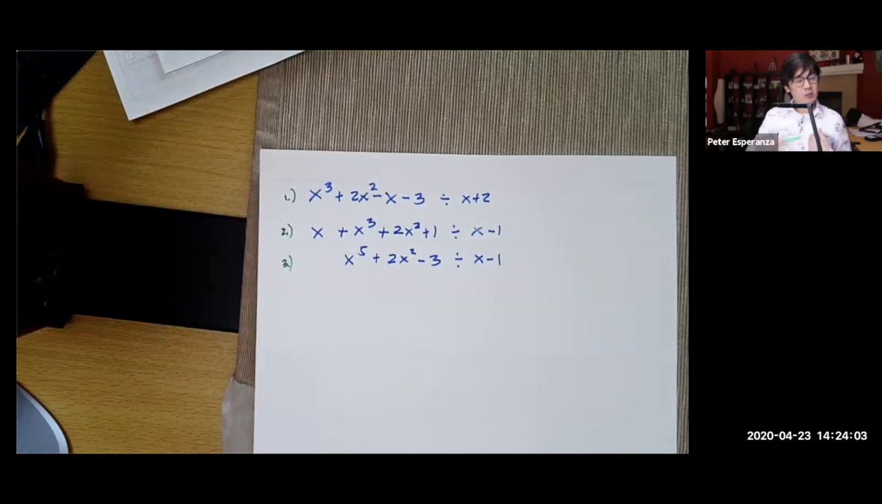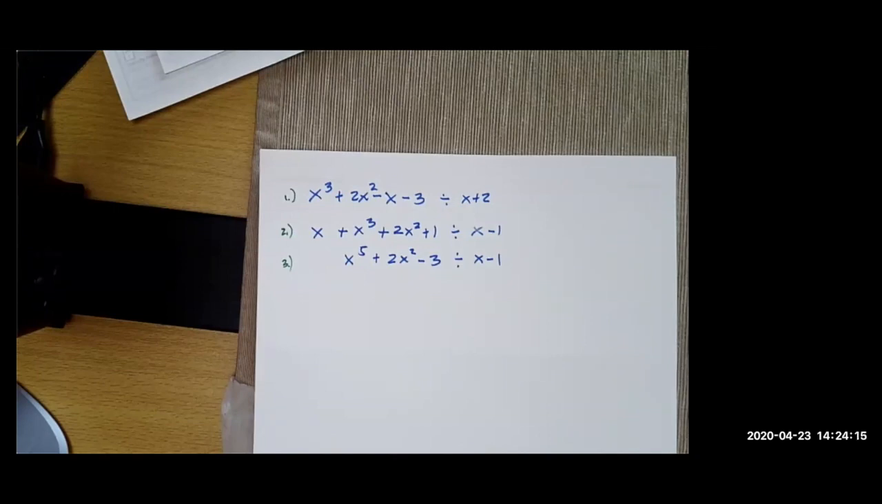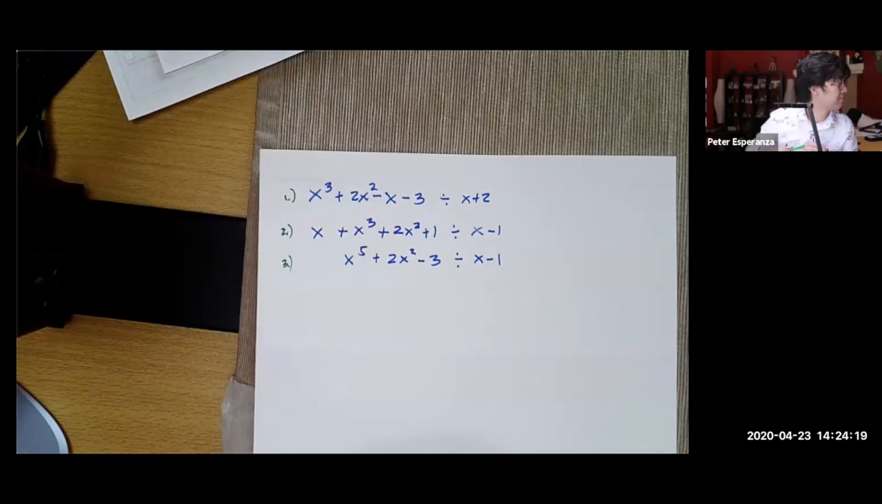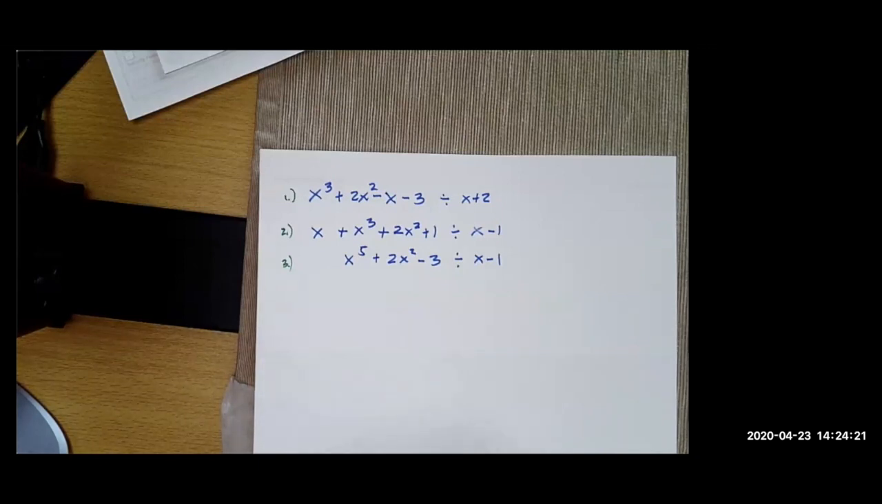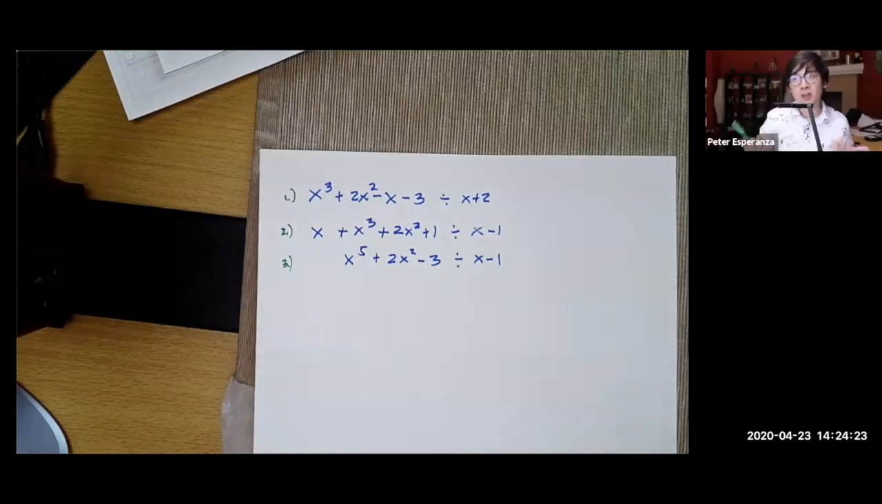What is the difference between 1, 2, and 3? Just in your own mathematical reasoning. Abdul said exponents, and I agree. So what about the exponents? What did you notice about the exponents that's different?